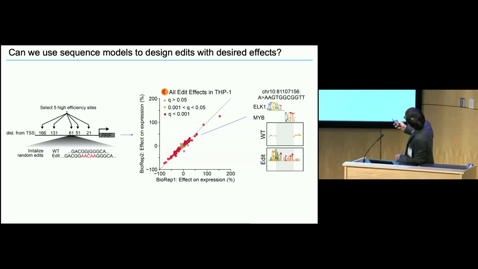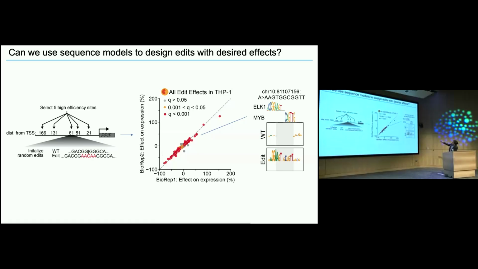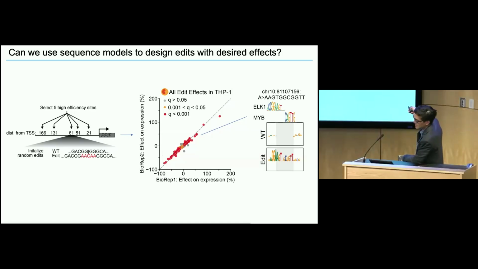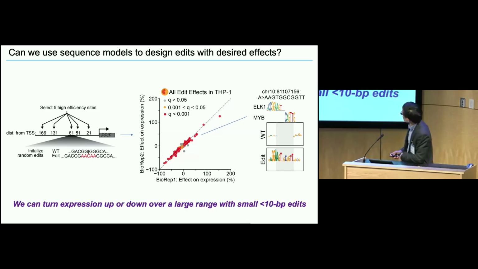And if you insert a composite ELK1 MIB binding site, you can increase expression. This is also a good example of the model doing something that we didn't trivially think of ourselves. In this case, it's inserting about 10 base pairs, and it's creating this composite motif using a few of the endogenously encoded nucleotides in the genome on each side. So it's actually creating a composite element that wouldn't fit in the 10 base pair constraint that we gave it. So we can, in fact, turn expression up or down by very large amounts with very small edits.